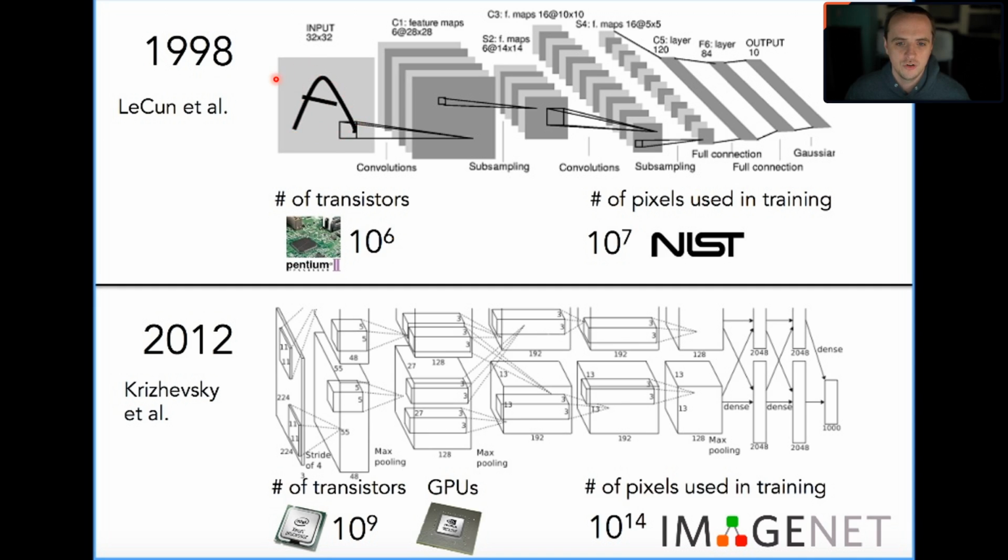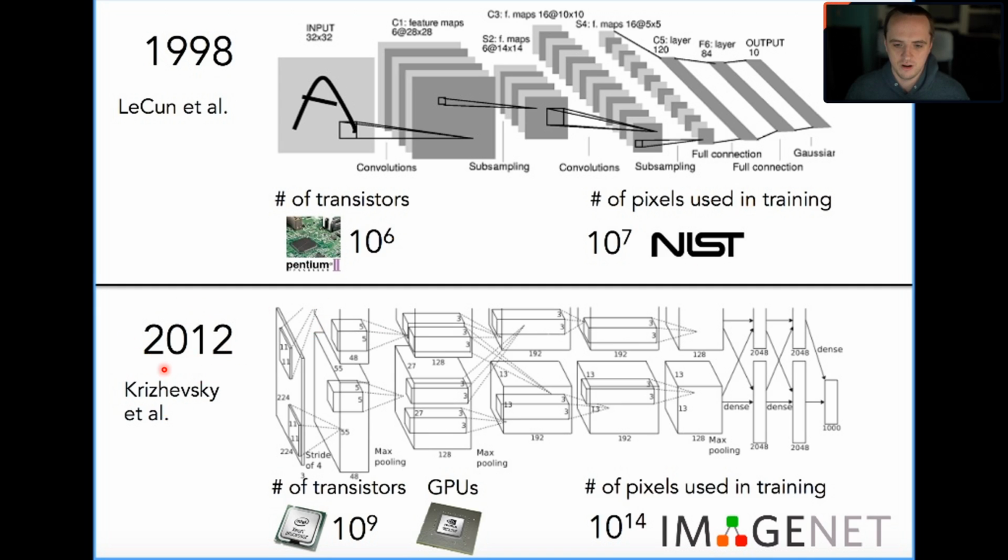Here you do convolutions, then subsampling, and they had convolutions, then subsampling again, and the subsampling is essentially pooling. And so they did training on millions of input images, and they got really good results.